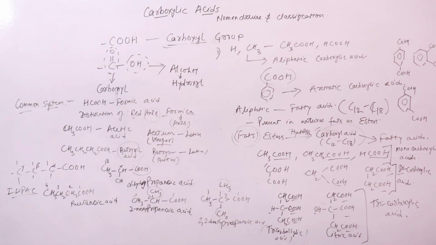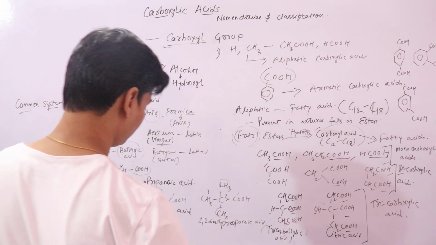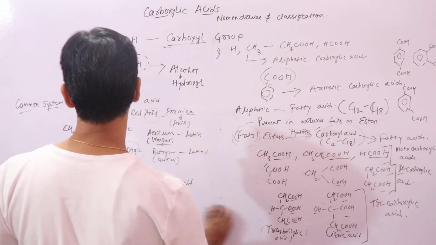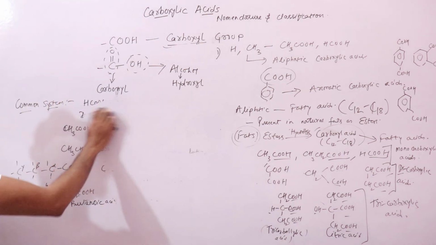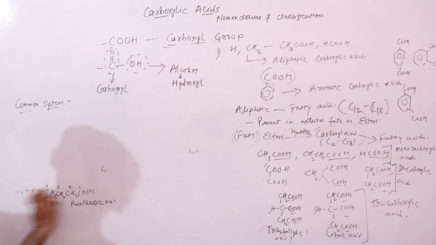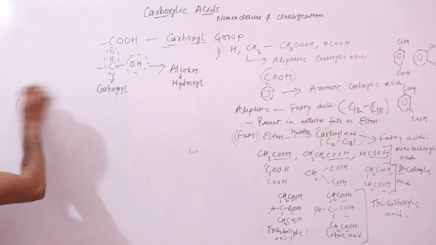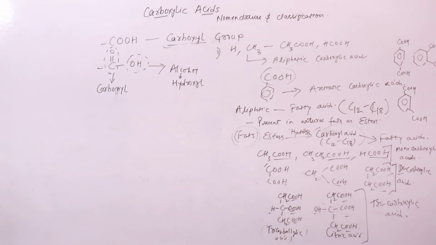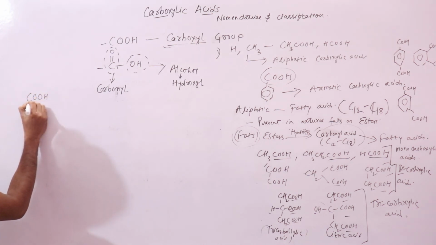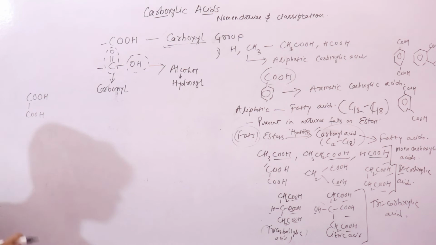Now, let's quickly look into the nomenclature further. So now we know how to name it based on the common system and your IUPAC system. Now, all these were monocarboxylic acids. Let's name the dicarboxylic acids. Nomenclature of dicarboxylic acids. We have done this in classification.